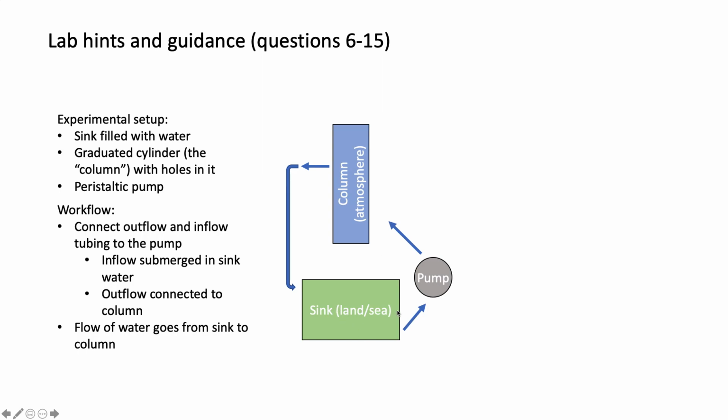We're going to have a flow of water that goes from the sink through the pump and into the water column. Now this water column, or graduated cylinder, has holes towards the top. As water fills up and reaches these holes, the water will begin to flow out from the column and back into the sink. Mind you, there's always water in the sink. The sink is plugged and it's not draining. All right.